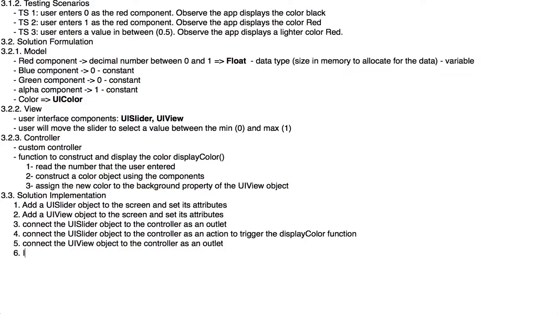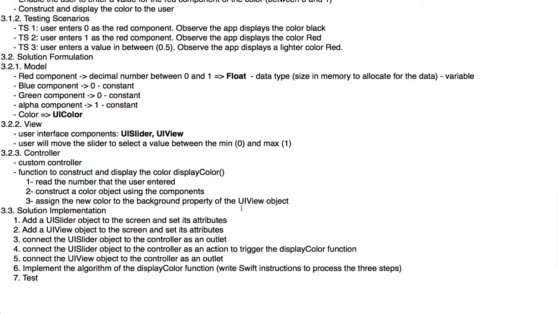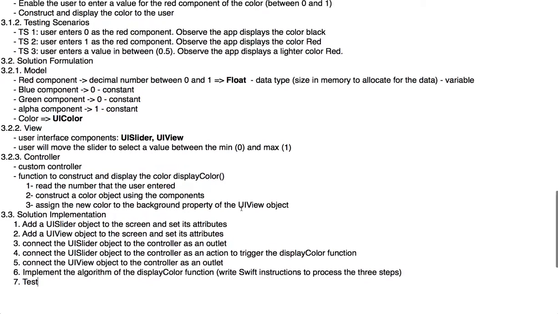Then we need to implement the algorithm of the display color function. Those 3 steps, which means we need to write Swift instructions to process the 3 steps. And then after that we do the testing. Test. Sounds good? Alright, this became too long, so I'm going to stop here and I'm going to make the implementation of this iteration in a new video.